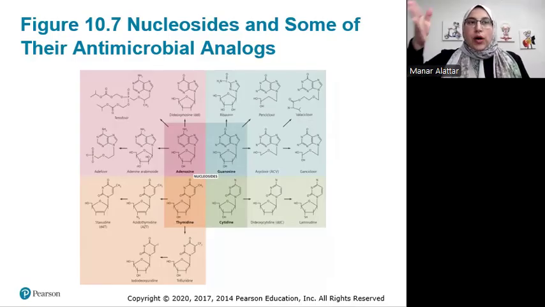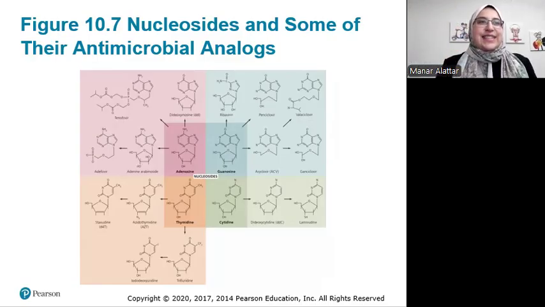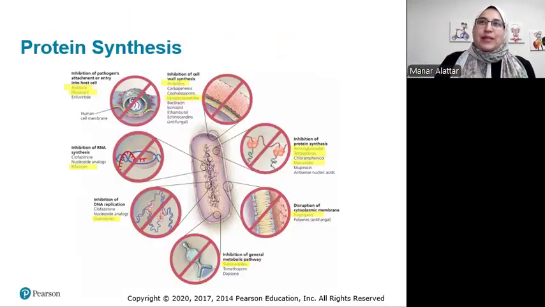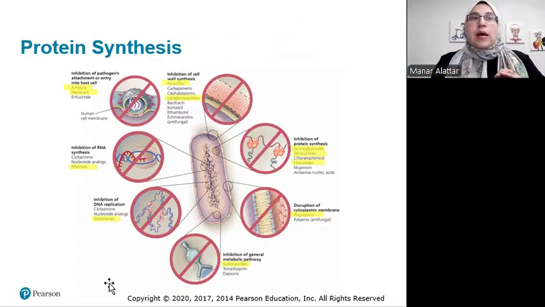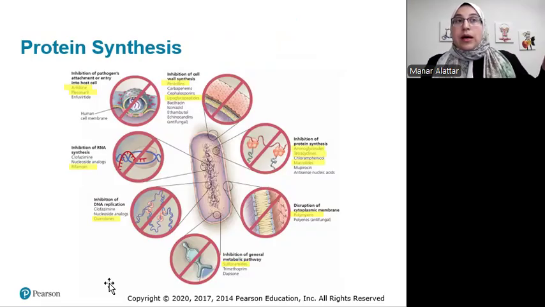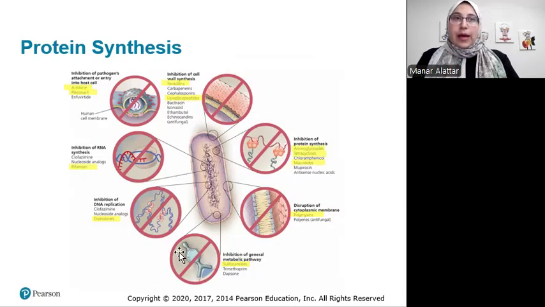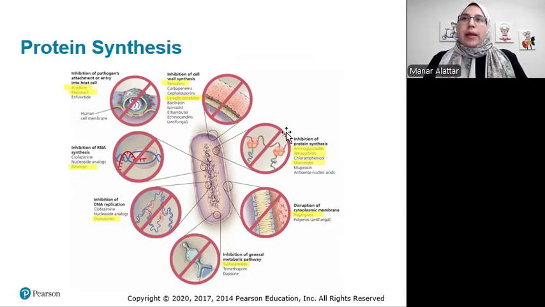Now let's move on in the steps. We talked about DNA, we talked about RNA. The next step in our central dogma is proteins. You have some antibiotics that specifically inhibit the synthesis of proteins, and you also have some antibiotics that inhibit enzymes within metabolic processes. First we'll talk about inhibiting the synthesis of proteins, and then we'll talk about inhibiting metabolic pathways.